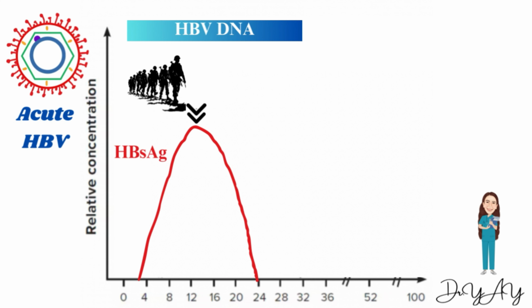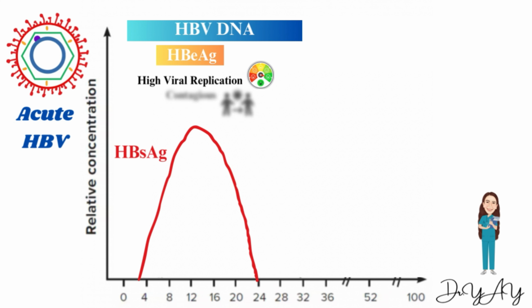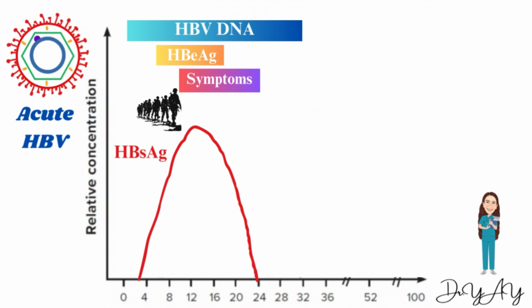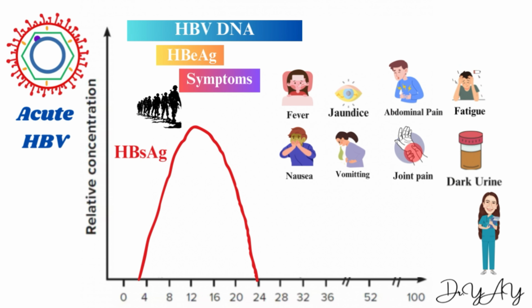And soon after the appearance of the hepatitis B surface antigen, we can see the hepatitis B E antigen appearing, reflecting that the virus is replicating rapidly and is highly contagious. And as the infection peaks, the patient starts experiencing the hepatitis symptoms as the immune system is fighting back.